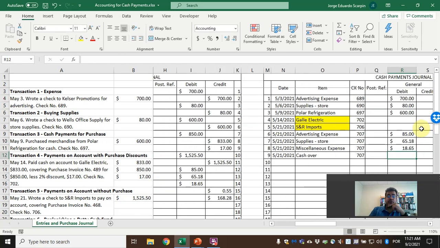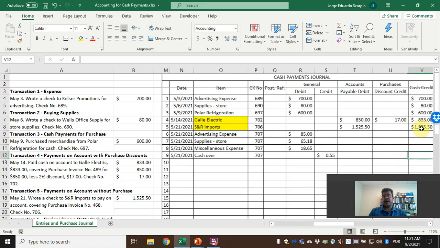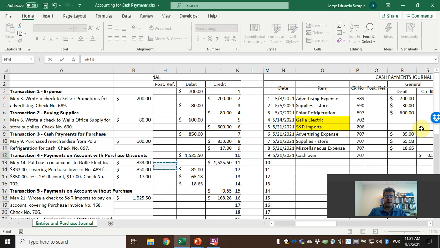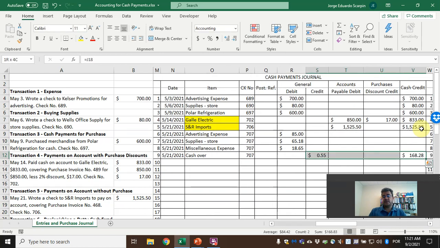And cash over, it is not a debit, it is a credit. So cash over, it is a credit. And no accounts payable, and the cash credit is here 168. So again, the sum of our credits, and we can look at here on Excel, see how cool it is. 168.83, 168.83. They are matching. So we are good.